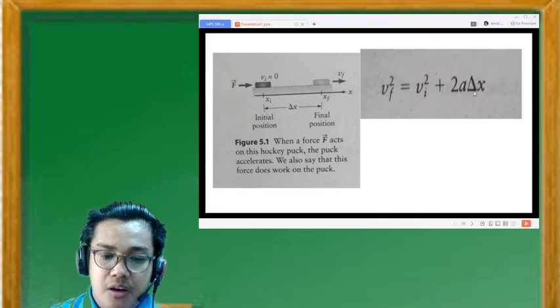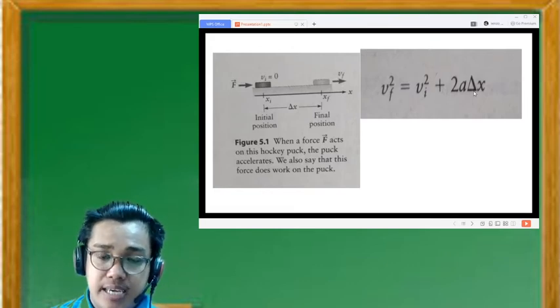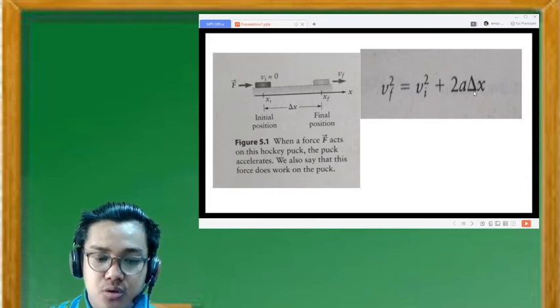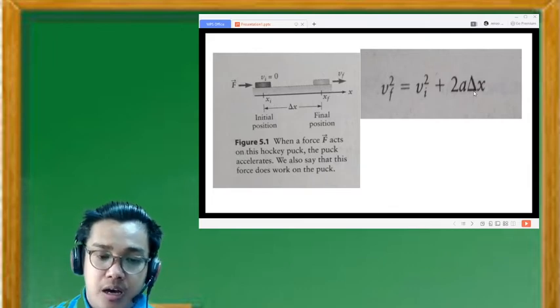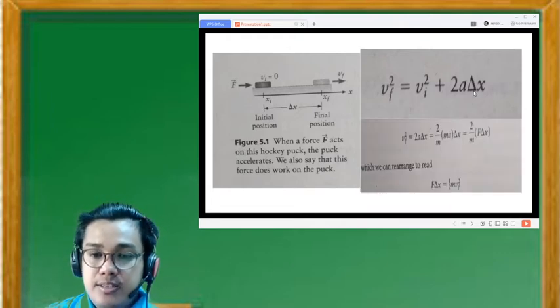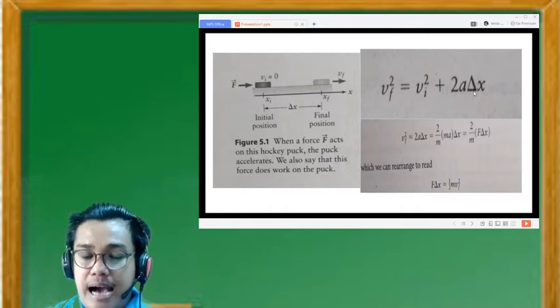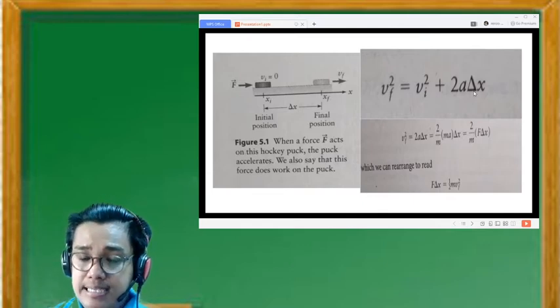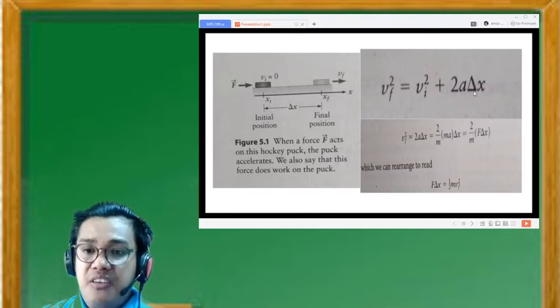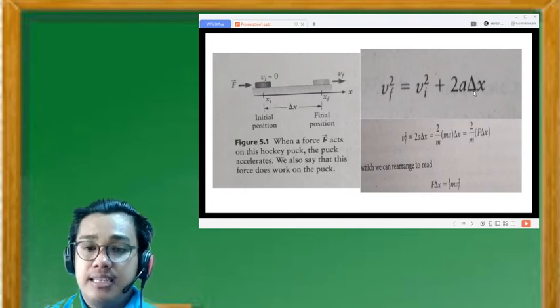So the puck starts from rest, so the initial velocity is equal to 0. Given that, the final velocity squared is equal to 2 times the acceleration and the displacement. Using Newton's second law, we also have F equals m multiplied by a, or force is equal to mass multiplied by acceleration. Putting it all together, the final velocity squared is equal to 2 times acceleration times displacement, which is equal to 2 divided by the mass, multiplied by the mass times acceleration, multiplied by the displacement, which is equal to 2 divided by the mass multiplied by the force and displacement.